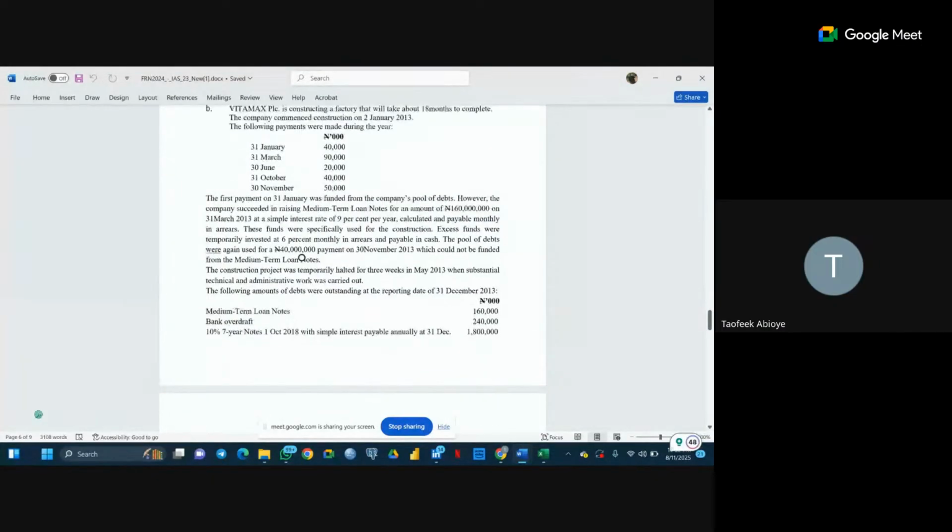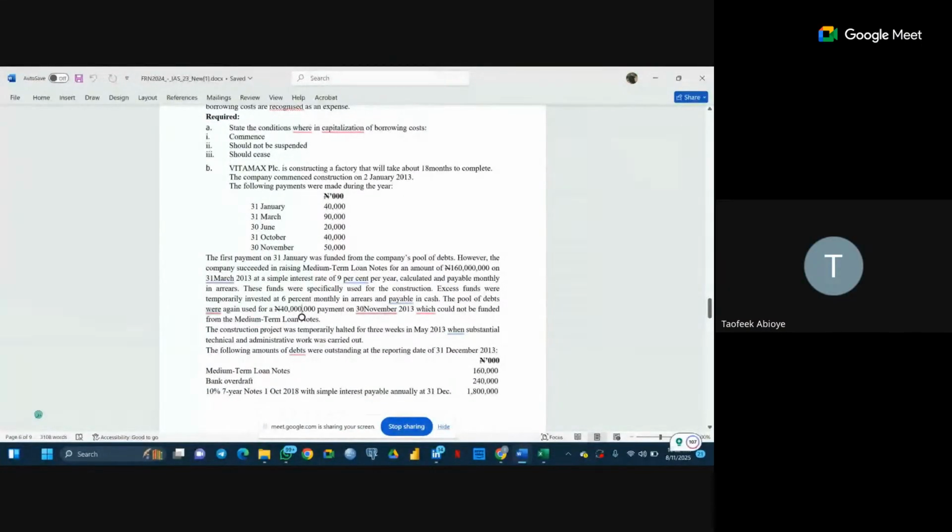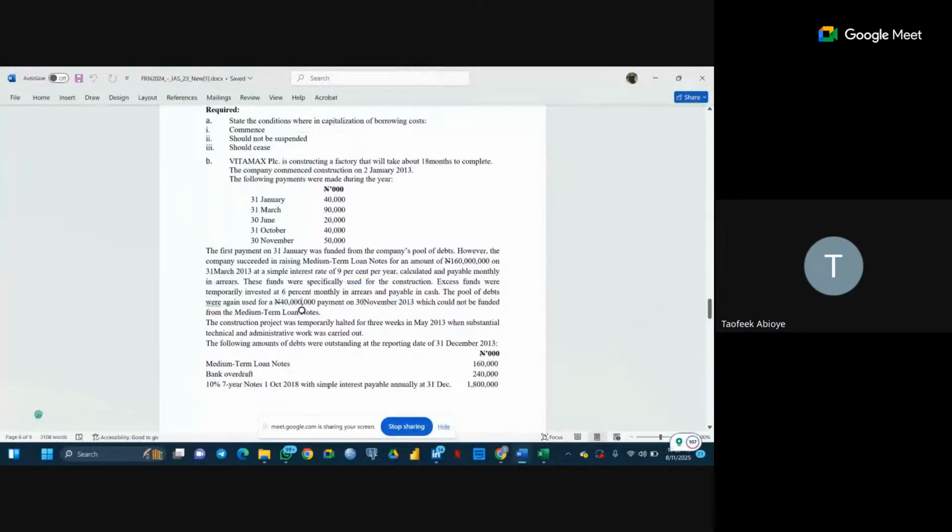Look at the question here. The payment on 31st January was funded from company pool of debt, which means that the pool of debt had already been in existence as at this 31st January. However, the company succeeded in raising a medium-term loan note for an amount of 160 million, which means that this medium-term loan note is separate from the pool of funds that the company already has. They now say that on 31st March 2013, at a simple interest rate of 9%, calculated payable in arrears, this fund was specifically used for the construction. They make it clear to us that this 160 million is a specific fund, not a pool of funds.